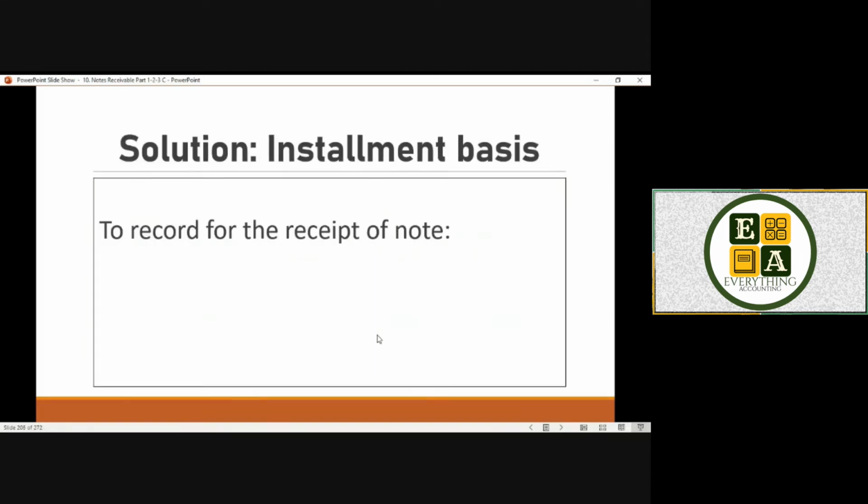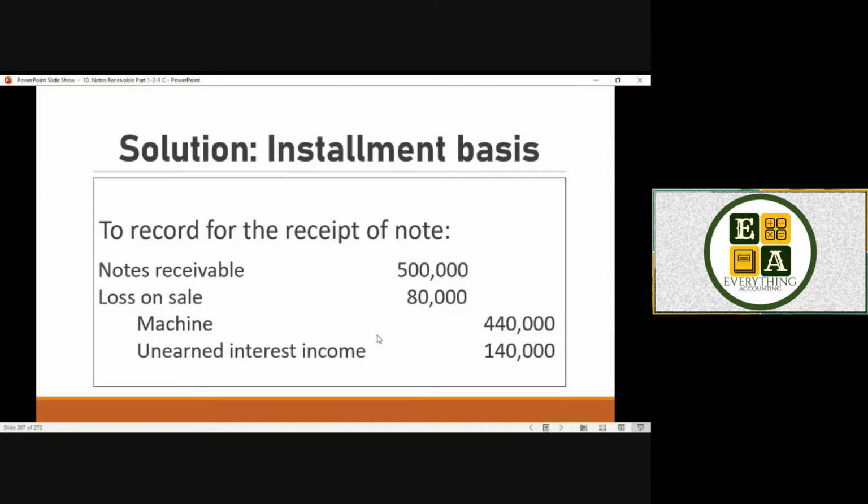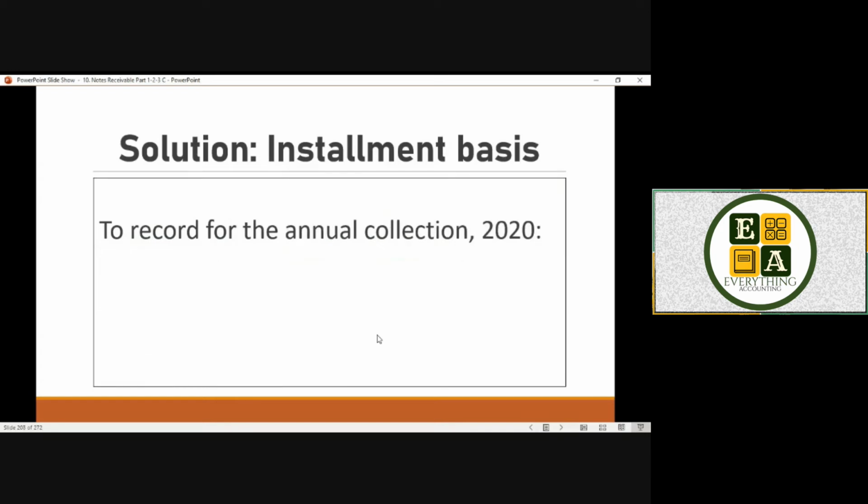So to record the receipt of the promissory note, we debit notes receivable 500,000, debit loss on sale for the loss of 80,000, credit machine for 440,000, and credit unearned interest income for 140,000. Then to record the annual collection for 2020, debit cash and credit notes receivable for the full amount of 100,000. This annual collection is already referring to principal and interest. So both principal and interest are being collected in this journal entry.